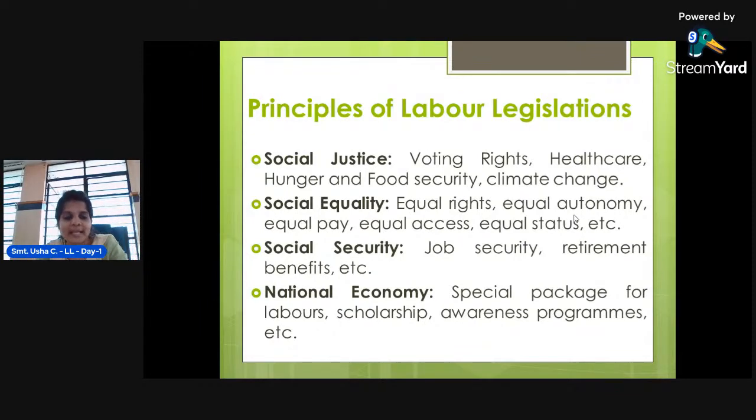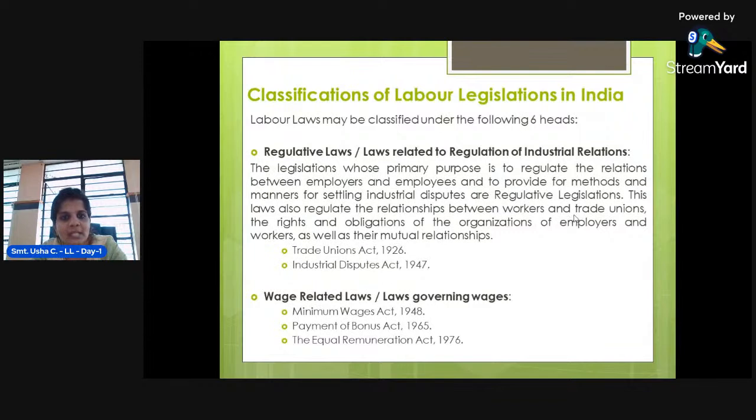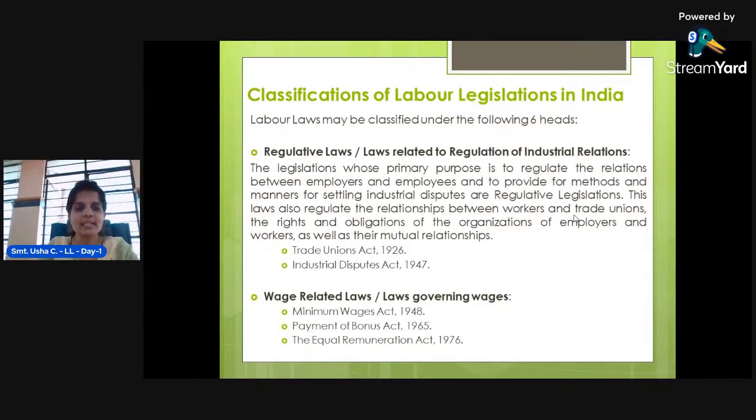Okay, now let us move into the next one. Classifications of labor legislations in India. See, these labor legislations are classified mainly under six heads. First one is regulative laws, wage related laws, protective laws, welfare laws, the laws related to social security. Like this, there are various laws relating particularly to labor available here in India. Let us discuss individually these laws, mainly classified into six categories.